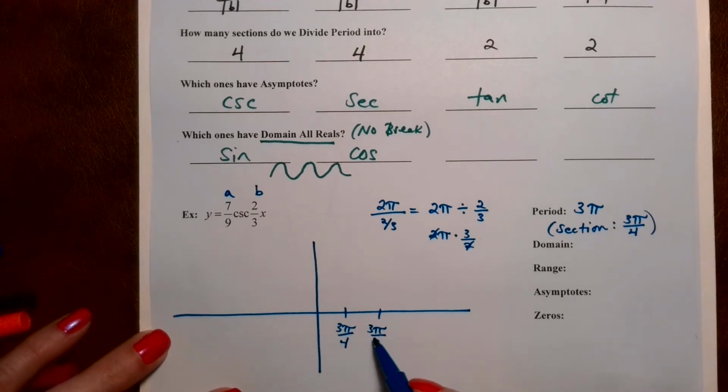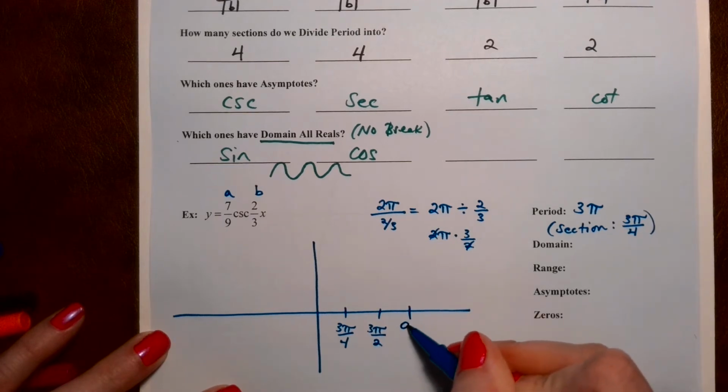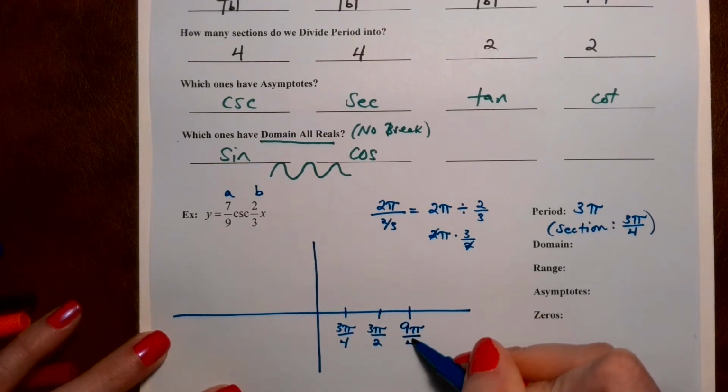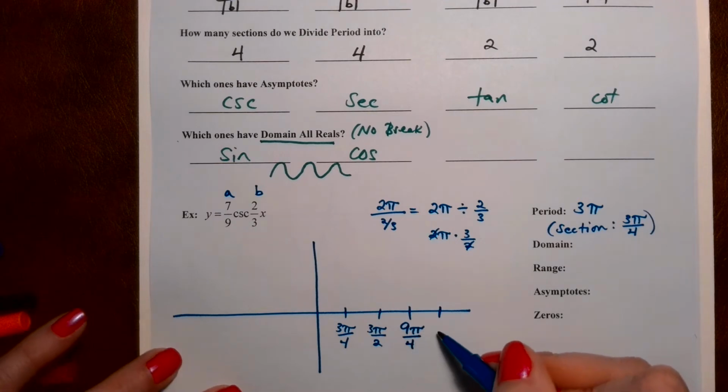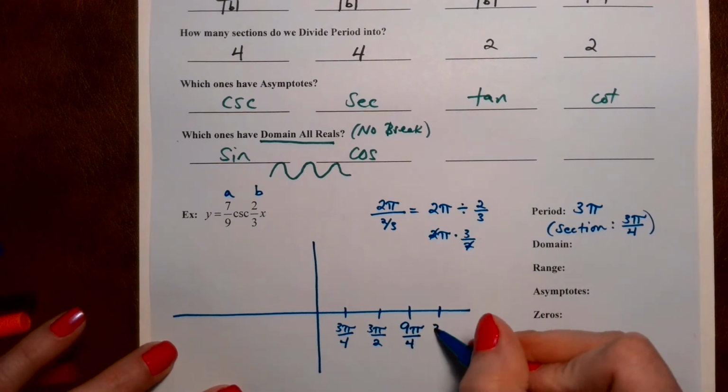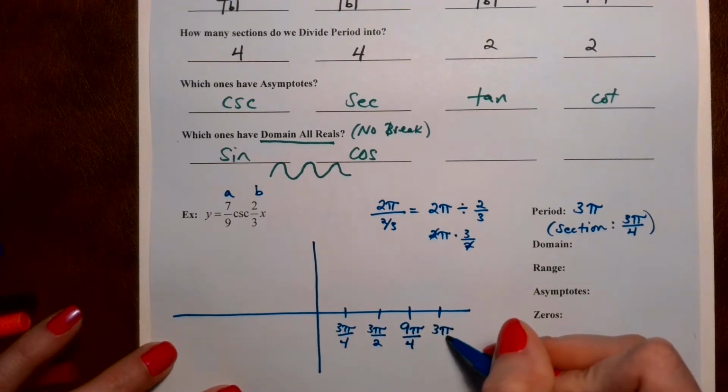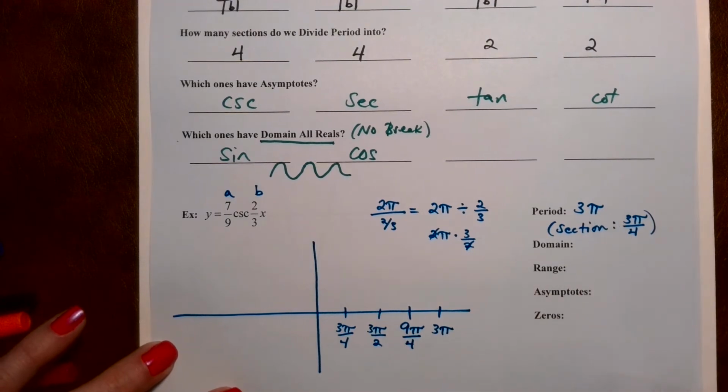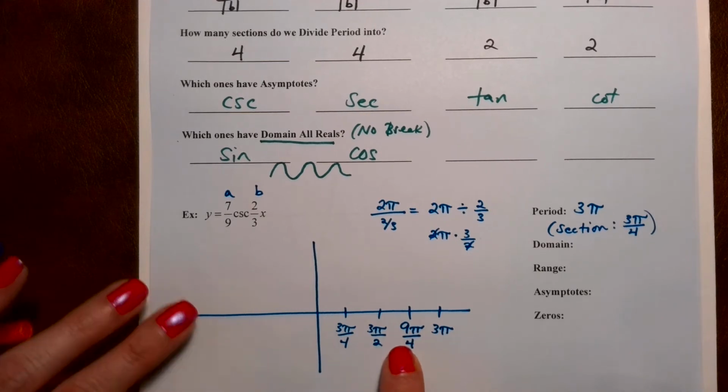3/4 plus 3/4 is 6/4, plus 3 more would be 9 pi over 4. And then 12 divided by 4 is 3 pi. Does that work? Perfect. That's what it was supposed to. Okay, so we just keep adding 3/4, but we have to reduce.